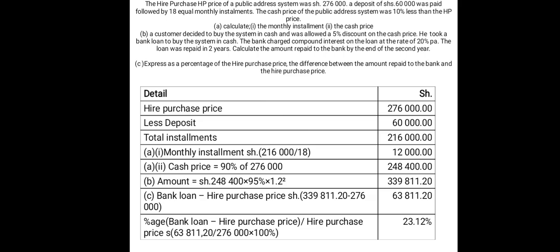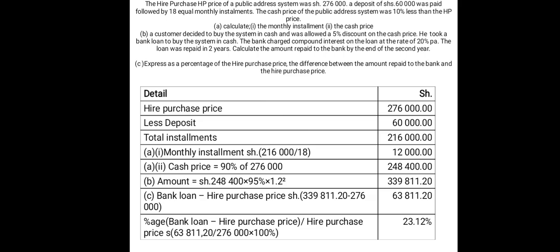The hire purchase price of a public address system was 276,000 shillings. A deposit of 60,000 was paid, followed by 8 equal monthly installments. The cash price of the public address system was 10% less than the hire purchase price. A. Calculate 1. The monthly installment. 2. The cash price. And then B.